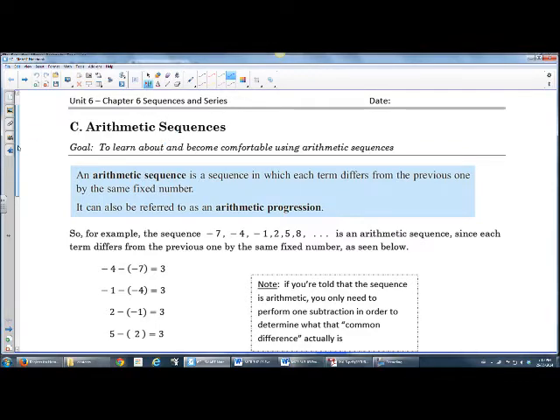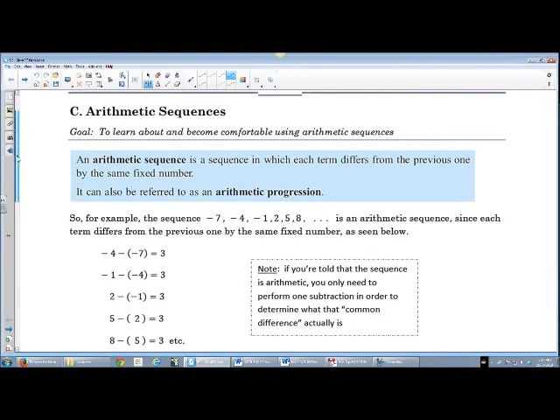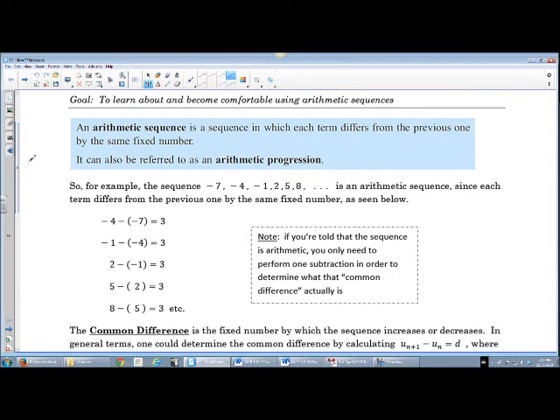As we can read from a little excerpt from our textbook here, an arithmetic sequence is a sequence in which each term differs from the previous one by the same fixed number. It can also be referred to as an arithmetic progression. For example, the sequence -7, -4, -1, 2, 5, 8 is an arithmetic sequence since each term differs from the previous one by the same fixed amount as seen below.